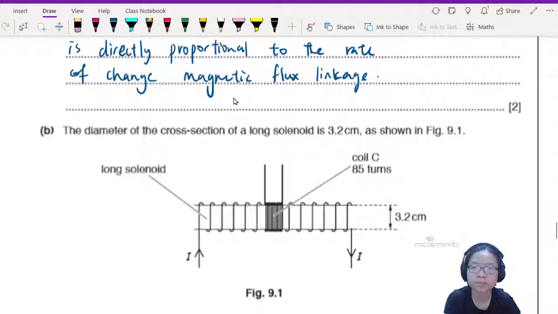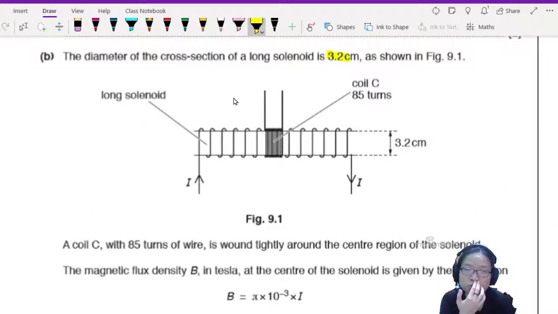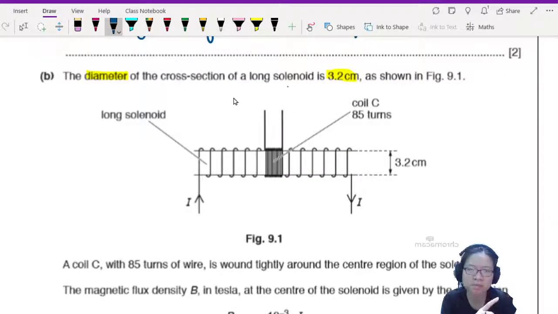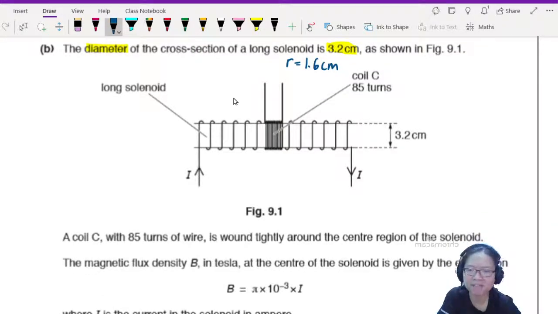Okay, moving on. The diameter of the cross section of a long solenoid is 3.2 cm. If you are the type who notices that there's a possibility you may make a mistake, immediately write radius as 1.6 cm here, because you know you have to find area somewhere along the line. The coil C with 85 turns of wire, so your N is here, is wound tightly around the center region of the solenoid. Alright, let's look at this drawing first.